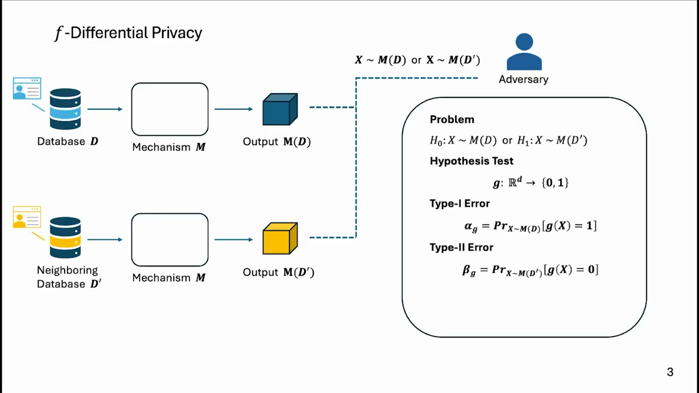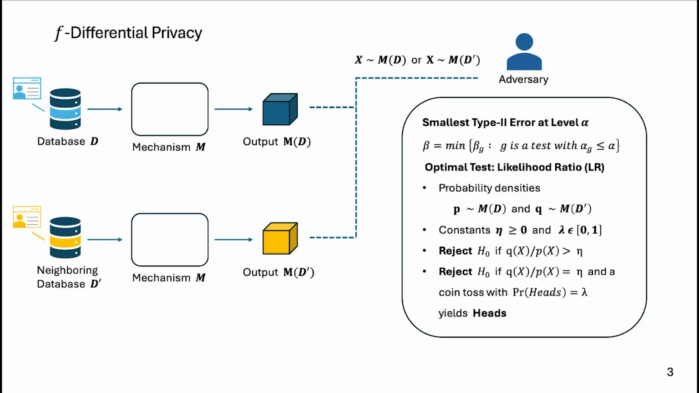We are then naturally interested in the smallest possible combination of these two errors, and to do so we can look at a fixed type 1 error at level alpha and consider the smallest possible type 2 error for this fixed level alpha. We can arrive at this smallest possible type 2 error beta by going through all tests which have a type 1 error smaller than this alpha and choose the one test that has the smallest error among these tests. And luckily, we can do this right away because we know the optimal test in this setting, that is the likelihood ratio test.